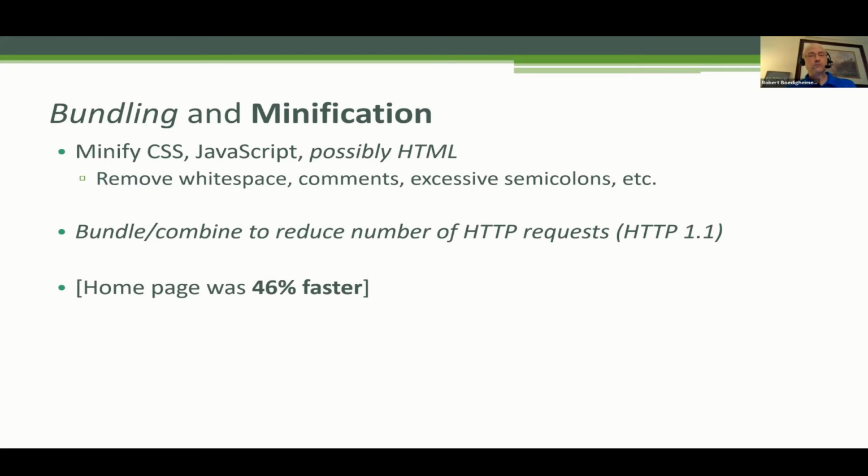So if I had, say, 36 images on a page, it would go get the first 6, then it would wait to get the next 6, et cetera, et cetera. By bundling all of my CSS into a single CSS file, it can use that one connection and download that CSS all at one time.